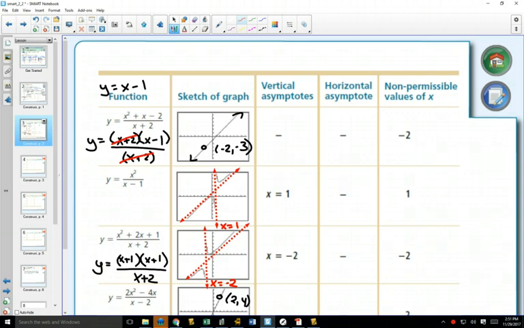We haven't figured out how to find a diagonal asymptote yet. We will, but not yet. The vertical ones are based on your non-permissible values. So here my non-permissible value is -2, so my asymptote is x equals -2, because it's a non-permissible value and your graph can't equal that. So all your non-permissible values are either holes or vertical asymptotes.